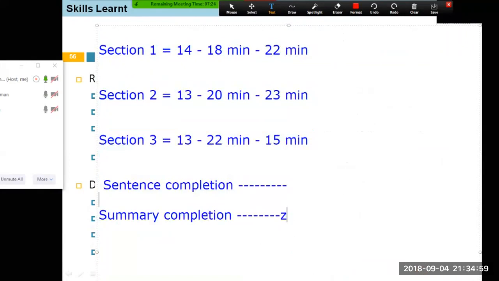Now, let's say this is summary completion, and there's another question, and that is matching features, or let's say true false questions.